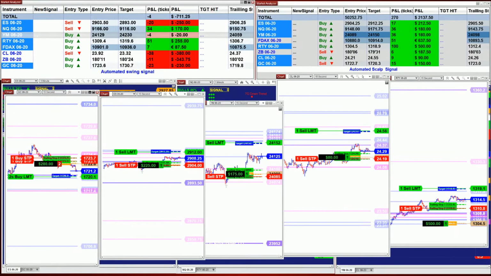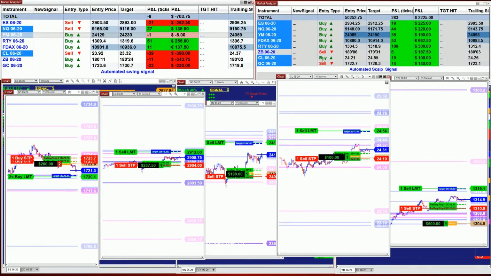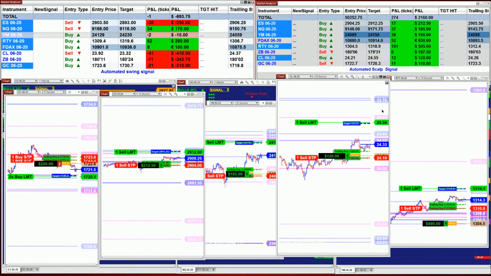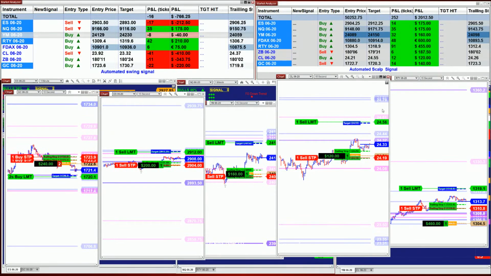If we look at the 15-second on the CL as an example, you have a buy at 24.21, target 24.55. It is right here, right now. And if this market starts trending, the automated system itself starts extending the target automatically. You don't have to do anything.